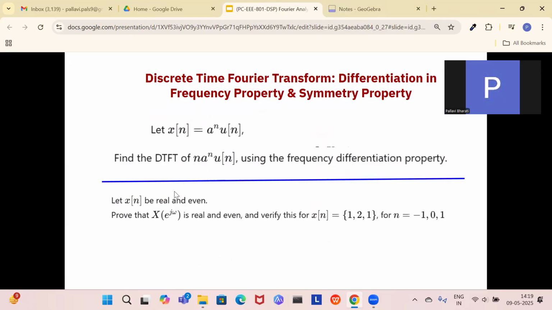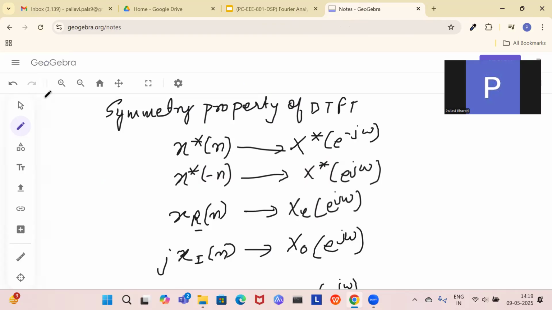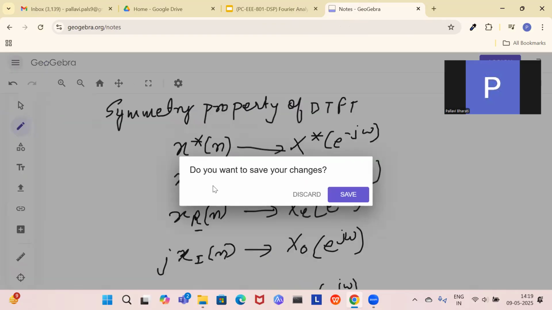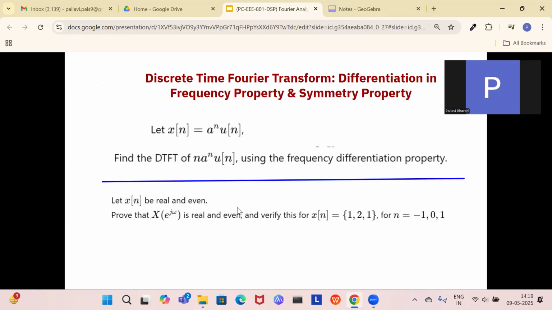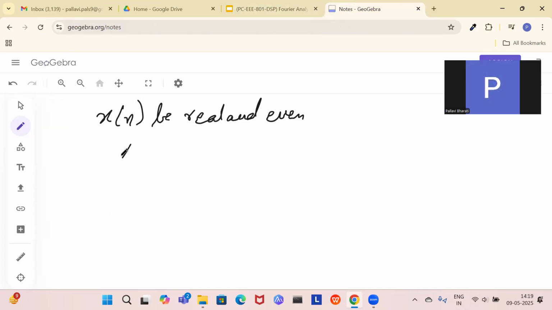Now let us do this question, which says that if x n is real and even, prove that x of e to the power of j omega is real and even. All these properties I'll do once more so that you can understand some more questions with these properties, and that will help you. So here only one question is given: x n is real and even. Now we have to prove that x of e to the j omega is also real and even.